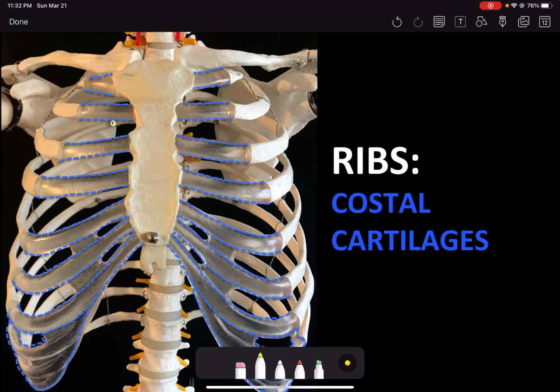So we have our ribs articulating anteriorly to the sternum via these stretches of hyaline cartilage known as costal cartilages. So the ribs don't actually directly attach to the sternum. Instead, they send out these stretches of hyaline cartilage known as costal cartilages. By the way, the word costal, that just describes anything that has to do with the ribs.